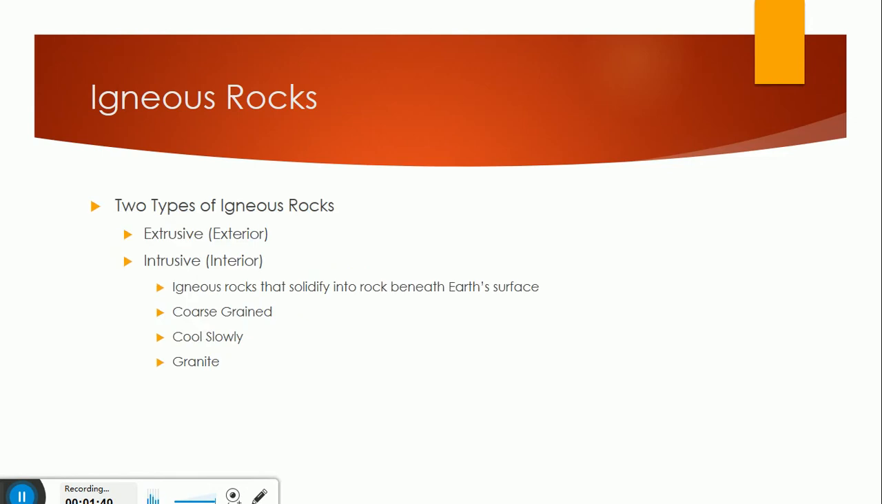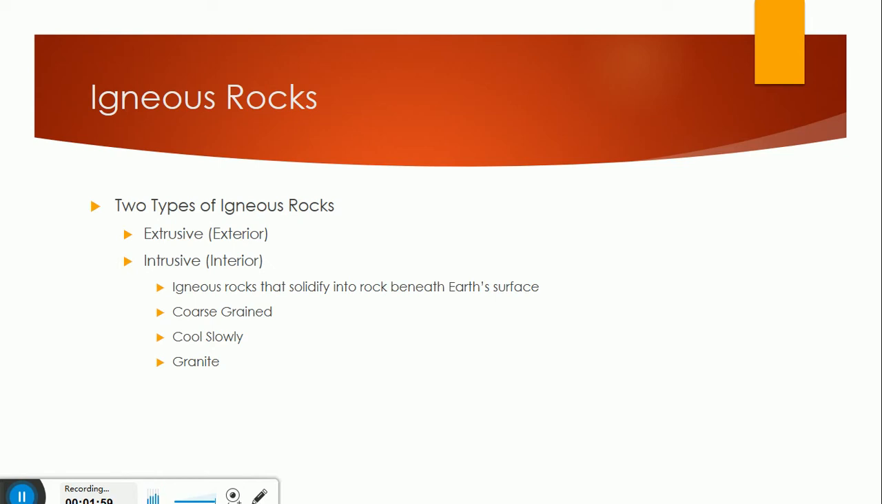There are two types of igneous rock. First is the extrusive igneous rock, that is called the exterior. Intrusive igneous rock is called the interior. Igneous rock that solidifies into rock beneath is called intrusive igneous rock, and extrusive igneous rock is solidified at the earth's surface or near the earth's surface.